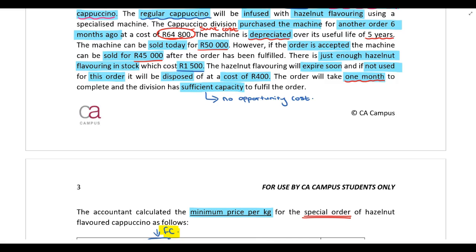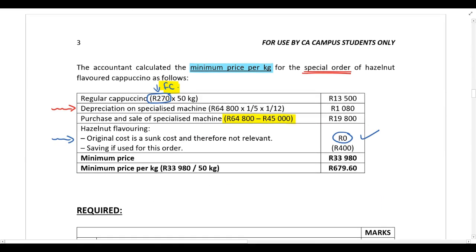The hazelnut flavoring is going to expire soon, and if not used for this order, it's going to be disposed of at a cost of 400 Rand. So, if the order is not accepted, the company is going to have to dispose of this hazelnut flavoring, and it's going to cost them 400 Rand. If the order is accepted, they'll use the flavoring for this order, and they won't need to dispose of it. So this is a saving associated to the order, because if they accept the order, they will save this cost because they won't need to dispose of the hazelnut flavoring. And you can see that's why it's deducted over there in the calculation.